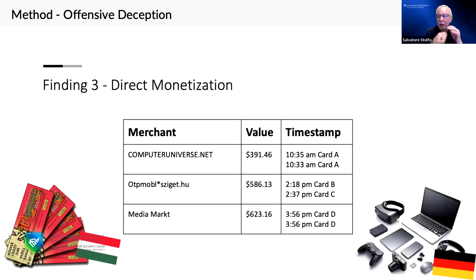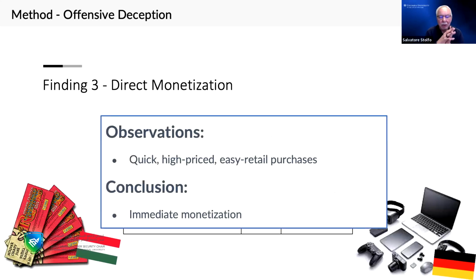And the phishers that gathered our decoy information made three different purchases, three different phishers, of significant value. They're not trying to buy a $30,000 piano, but something quick so that they can make quick money and buy computers or tickets to a show or coupons for purchases and so forth. So it was quick, high-priced, easy retail purchases.